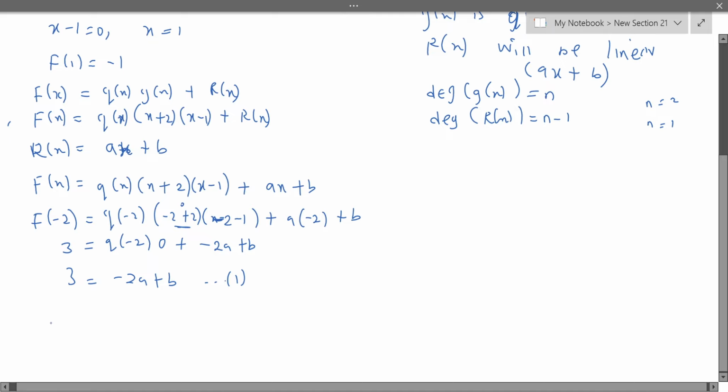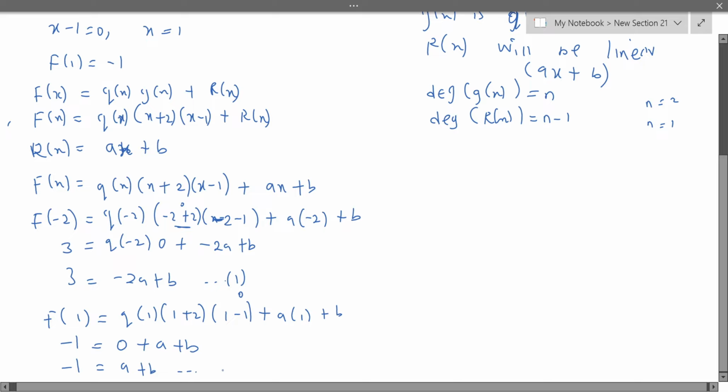So let's use the other one. If you put in 1, you get q of 1 times 1 plus 2, times 1 minus 1, plus a times 1 plus b. f of 1 is given to be minus 1. Because 1 minus 1 is 0, everything times 0 gives you 0, plus a plus b. So at the end you get minus 1 equals a plus b. Yeah, so this is equation 2.